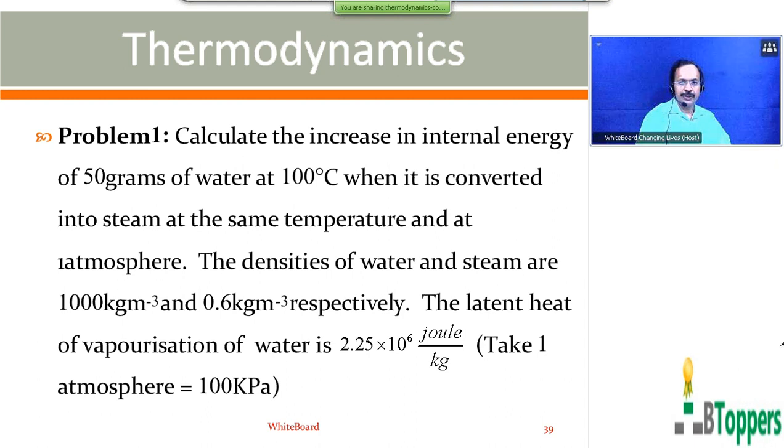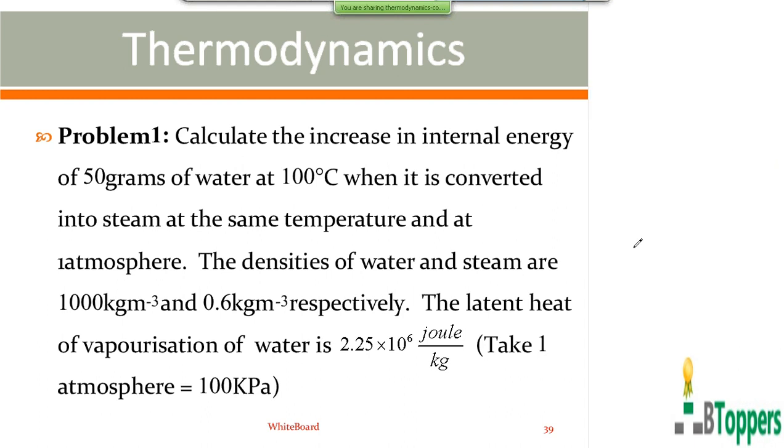So look at the screen for calculation. The initial volume of the given mass, that is 50 grams, before evaporation takes place, I denote by V subscript i, is equal to the mass of the water divided by the initial density, that is the density of water. The mass of water is 50 grams. Density of water is 1000 kg per cubic meter.